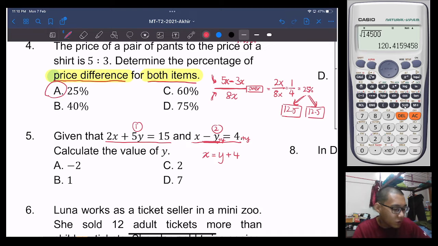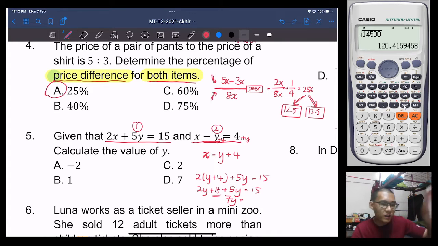Okay, so we substitute x into equation 1. So we will have y plus 4, plus 5y equal to 15, where 2y plus 8 after we expand, okay, we also get this. So we have 7y plus 8, we minus 8 on the left hand side, and the right hand side also minus 8. So we have 7y equal to 7, and there is not enough space already, so we try to move them.